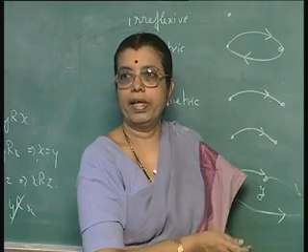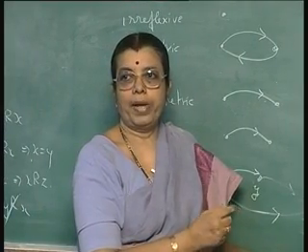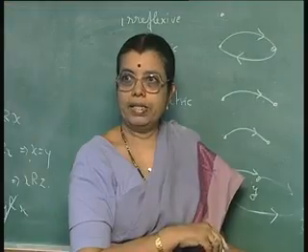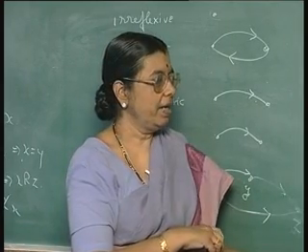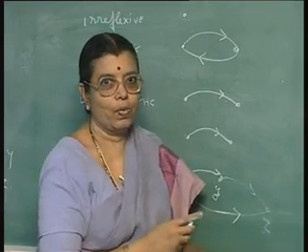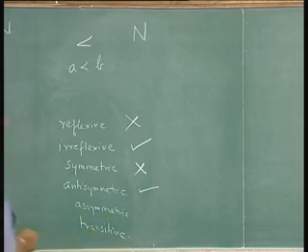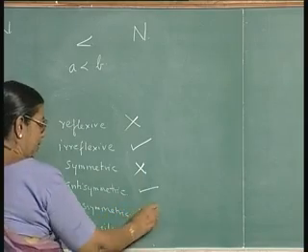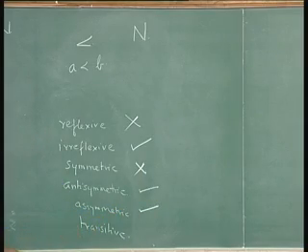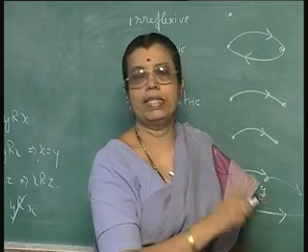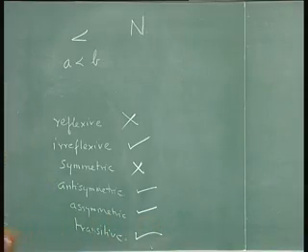Is it symmetric? If it is symmetric, A less than B would imply B less than A, that is not there. So, it is not symmetric. Is it antisymmetric? Yes, it is antisymmetric. A less than B and B less than A, that is not at all true. A less than B means B is not less than A, so it is asymmetric also. Is it transitive? If A is less than B and B is less than C, A will be less than C. So, it is transitive. So, these properties hold for the less than relation.